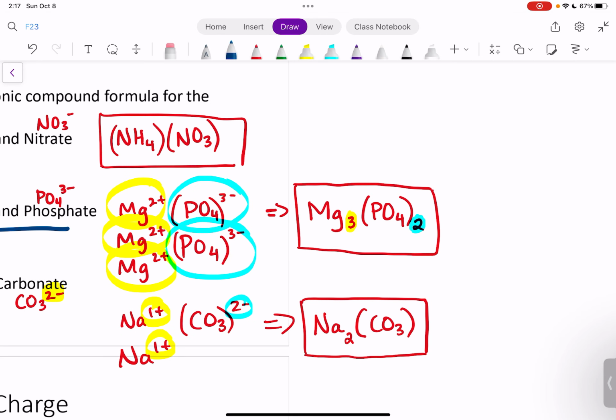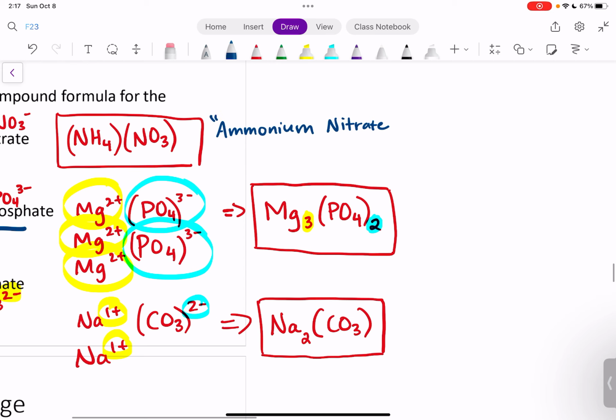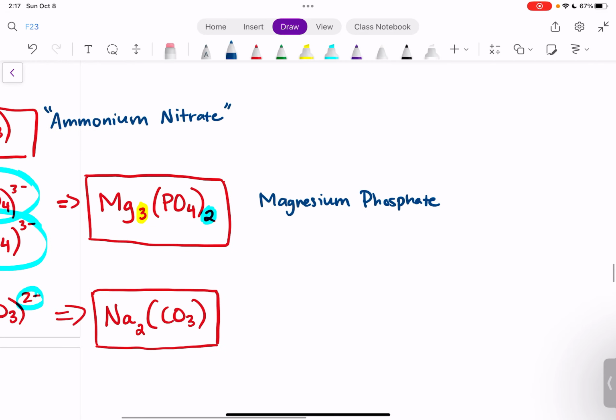All right, so let's go ahead and name these real quick. The first one would be ammonium nitrate. That's what you would see on a bottle of this in lab, ammonium nitrate, right? Just saying the polyatomic ion names. Over here, we've got magnesium. You're going to name the cation first, magnesium phosphate. And down here, we've got sodium. Again, cation first, carbonate.